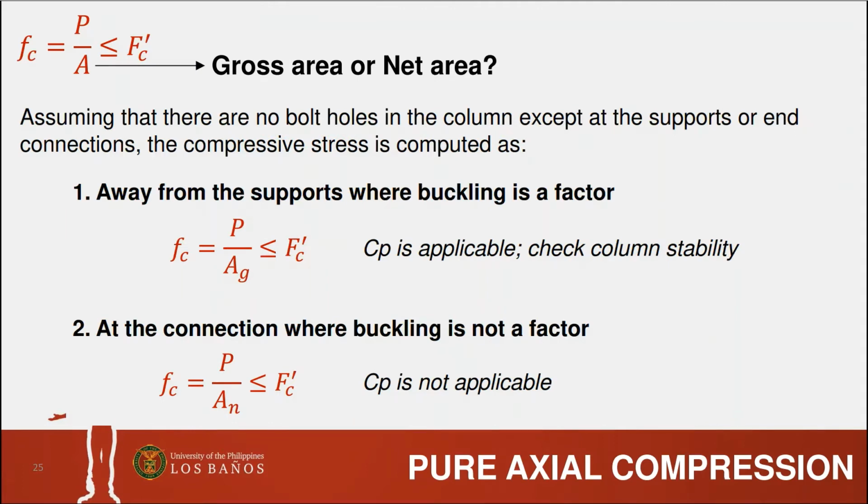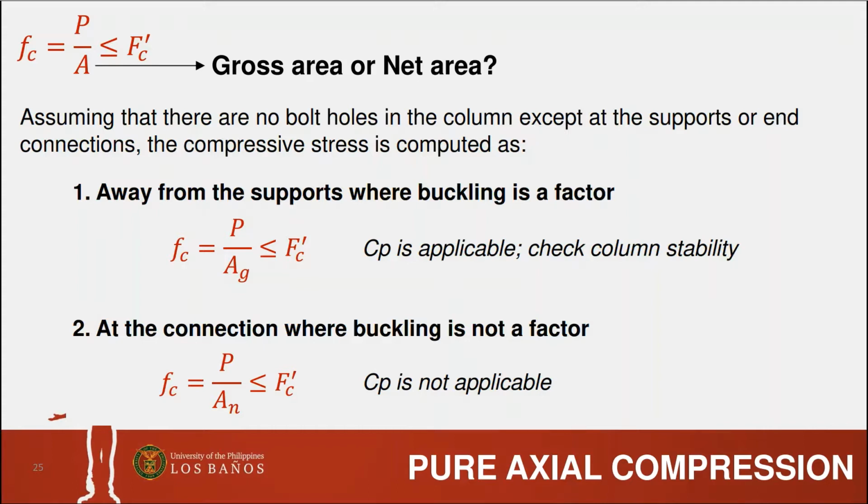So for getting the actual compressive stress parallel to the grain, do we use the gross area or the net area? Assuming that there are no bolt holes in the column except at the supports or end connections, the compressive stress is computed as follows. First, away from the supports where buckling is a factor, F_c = P/A_g ≤ F'_c, where C_P is applicable and we need to check for column stability.